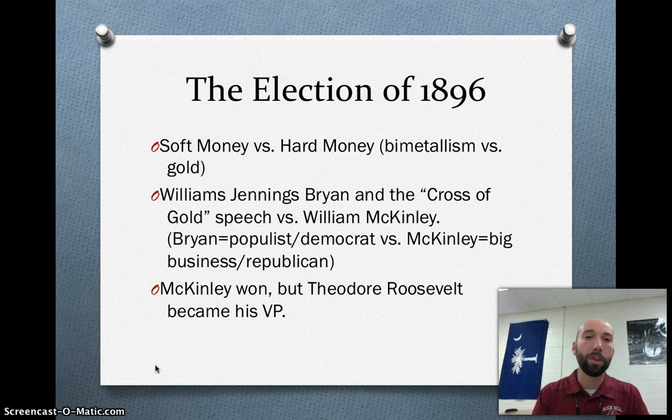One of the key parts of this, though: McKinley wins, but Theodore Roosevelt becomes his vice president, which is going to be important because McKinley is going to be assassinated, which is then going to allow Theodore Roosevelt to become president. And Theodore Roosevelt is a progressive who wants to help workers, and he will make a lot of changes. So he'll be closer to what the populists believe.